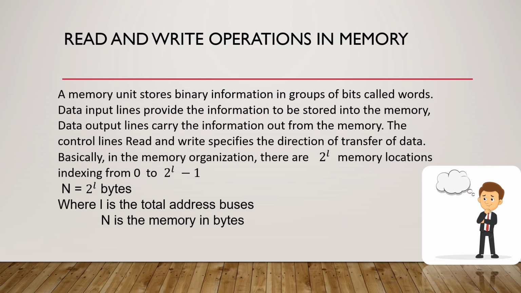Basically, in the memory organization, there are 2 to the power l memory locations indexed from 0 to 2 to the power l minus 1, where l is the total number of address bus lines and 2 to the power l is the memory in bytes.